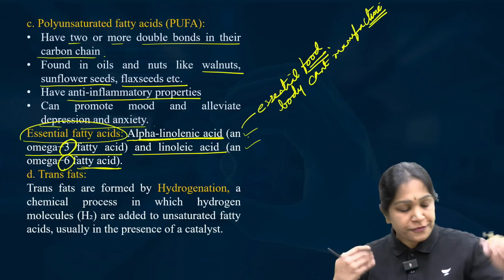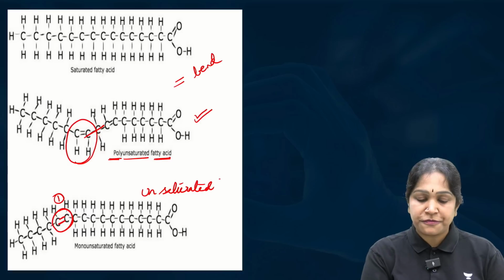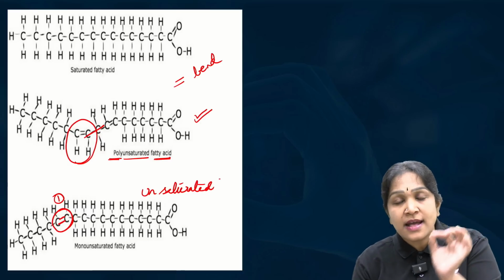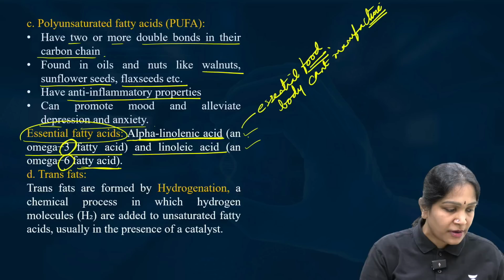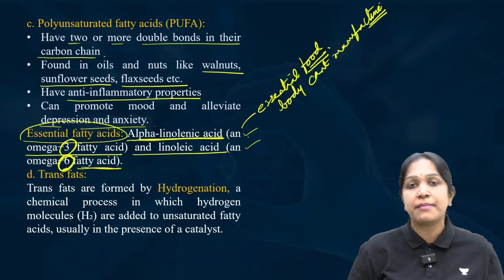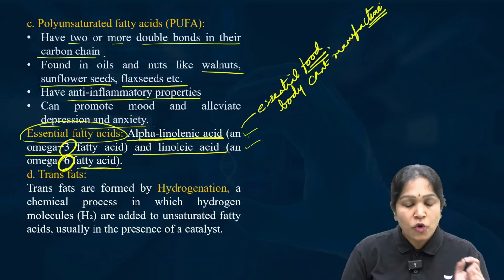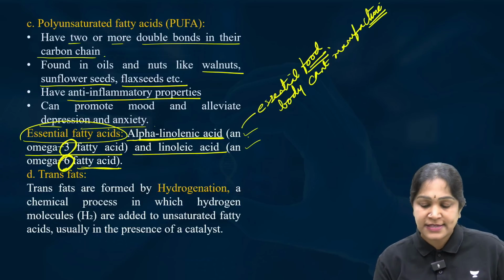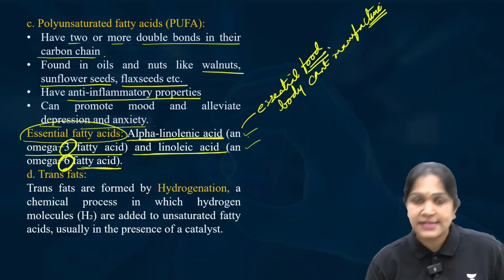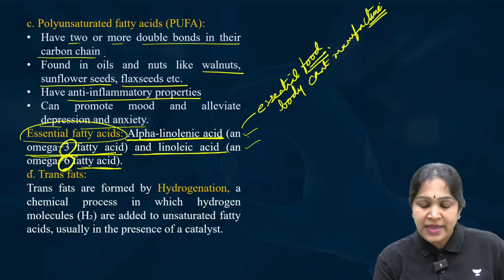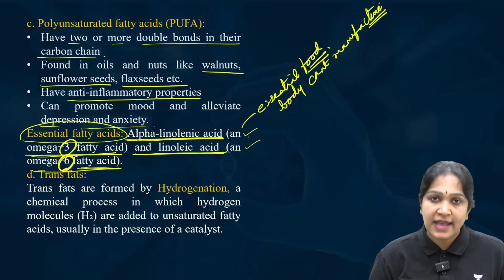What do you mean by omega-6 fatty acid? From the end of the fatty acid, if you observe, if the sixth carbon from the end is having a double bond, we call it an omega-6 fatty acid. Example for omega-6 fatty acid is linoleic acid. Omega-3 fatty acid: alpha linolenic acid. Omega-6 fatty acid: linoleic acid.